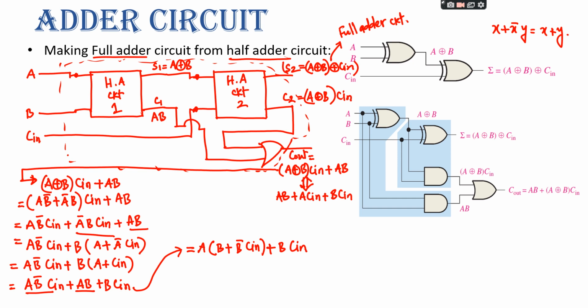Did I make any mistake? No, sir. Okay. So now we can write A B plus C in, then B into C in. So finally we can write AB plus A multiplied by C in plus B multiplied by C in. This equation.